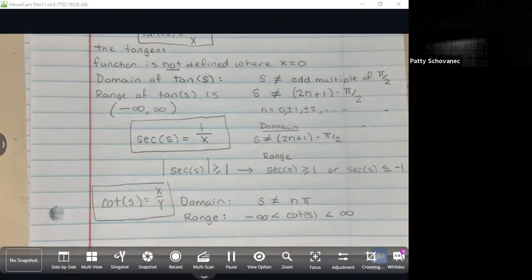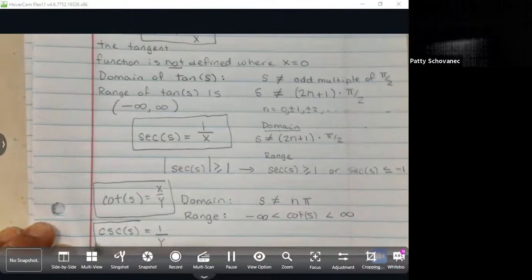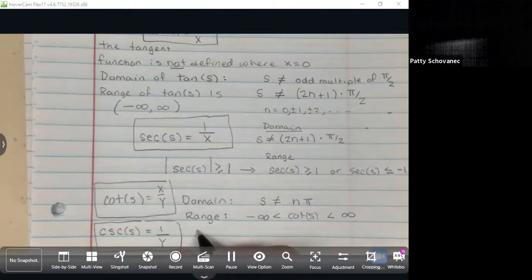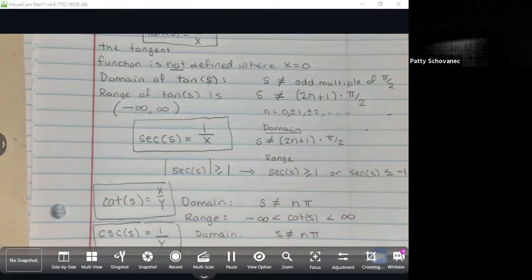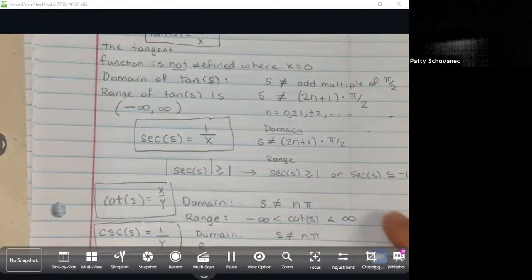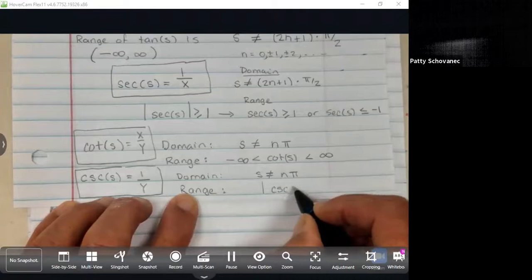The cosecant behaves like the secant. The cosecant of any real number S is 1 over y. So it's not going to be defined in the same place that the cotangent isn't. The domain then is anything other than multiples of pi. But because y itself is never bigger than 1, the cosecant itself can never be between 1 and negative 1. The cosecant is going to be beyond 1 and negative 1 in size. So the range of the cosecant is just like the range of the secant. The cosecant of S takes on a number beyond 1.